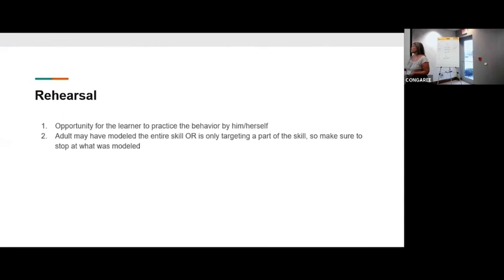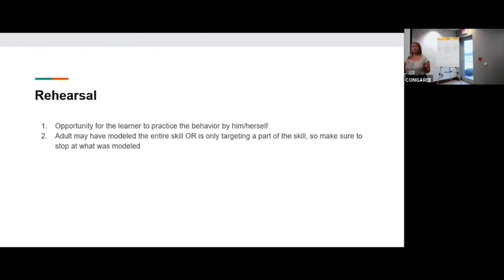Then we have the rehearsal. This is the opportunity for the learner to practice the behavior by themselves. Again, it might be part of the skill or it might be the entire skill. So make sure to stop at what was modeled. We want to make sure that we're not modeling the entire skill when they only need to model a short bit of it. Or that we didn't model only the first part but are expecting them to do parts 1 and 2. That's why, when you make your task analysis and data sheet, those visual cues, the highlighter or the star next to it, can be a very quick reminder of where I need to start and stop.